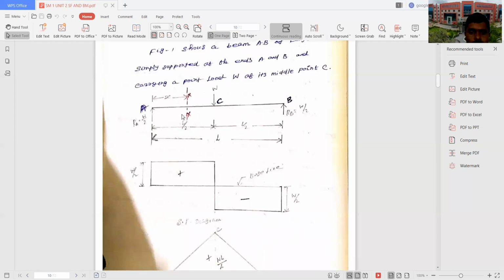Wherever you need, suppose in between A and C, you want to calculate the shear force value, you take the section, add the left side portion, what are the forces acting, and you will get the equation, and you can substitute the values at x equal to 0, at x equal to L by 2, you will get. Similarly, in between C and B, you can take the section here and add all the left side portion, and if you substitute x value at C, at B, you will get the shear force value.